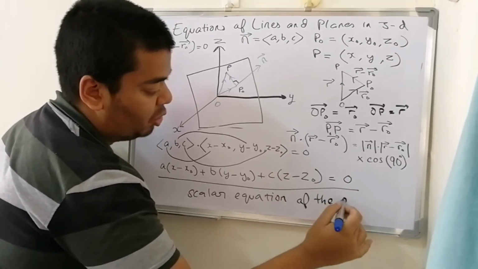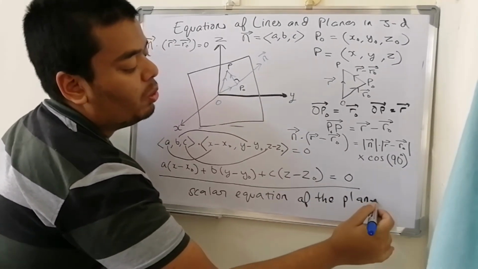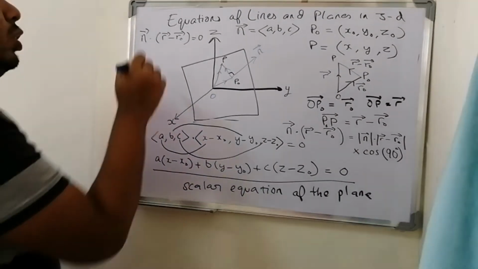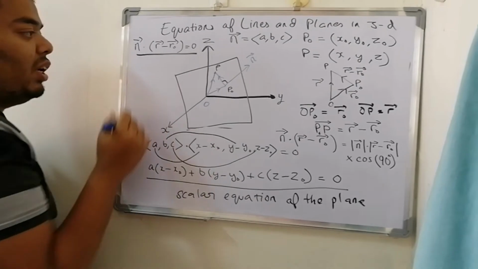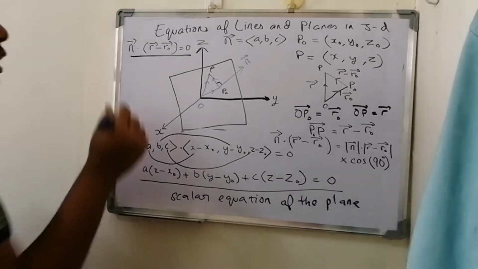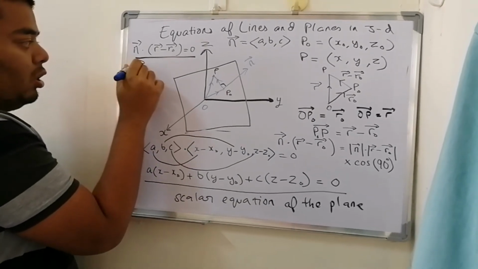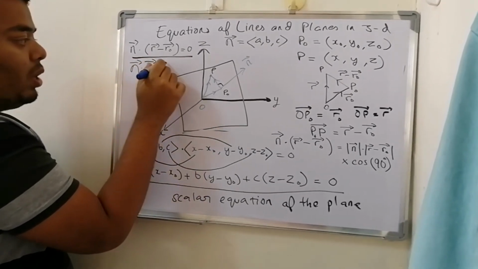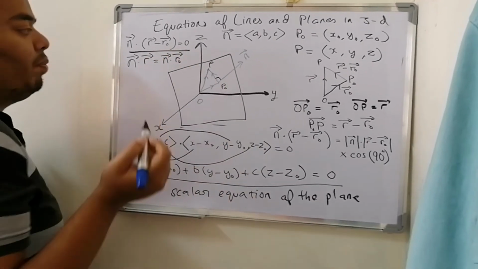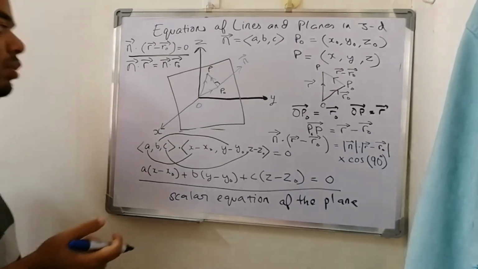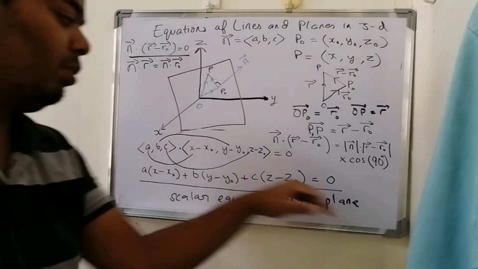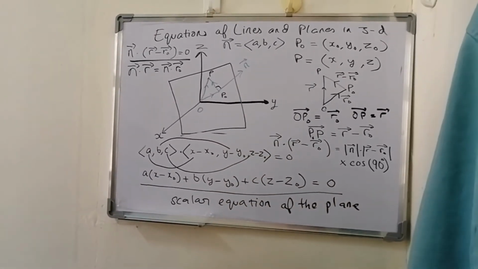Now it depends on whatever question you're going to be asked. If you're asked to do the vector equation, you go for this. So this is the vector equation, or you can expand the bracket and write it the other way around. It's completely fine if you do that, or you can write it in the scalar form if the question asks you to do that.